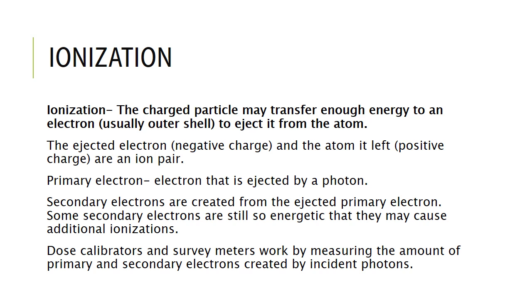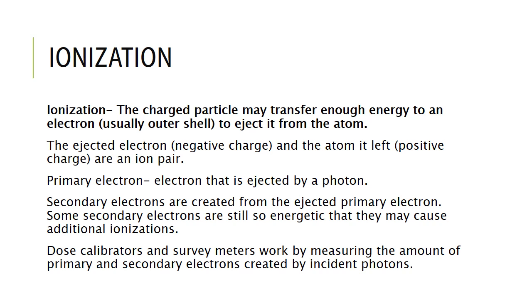So again, ionization is when a charged particle can transfer enough energy to an electron, usually an outer shell electron, to eject it completely from the atom. So it knocks that electron completely out. Okay, the ejected electron, which has a negative charge, and the atom left with a positive charge, are considered an ion pair. So if an incident photon knocks an electron out of the atom completely, then the positive atom and the ejected electron would be considered that ion pair.